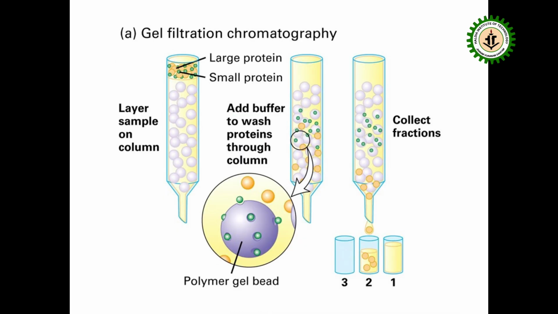In gel filtration chromatography, a mixture of large and small proteins is loaded onto the upper layer of the column, and then the mobile phase is used, that is, buffer is added to wash the proteins through the column. In the case of protein separation based on size, with polymer gel beads, some molecules are trapped as they traverse the gel filtration media, and some molecules are excluded, and then we collect the fractions.